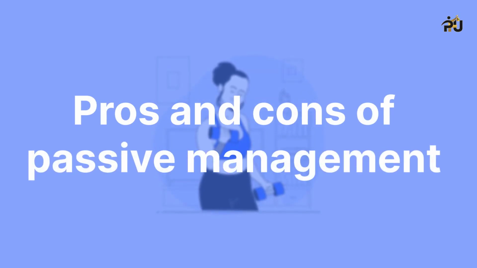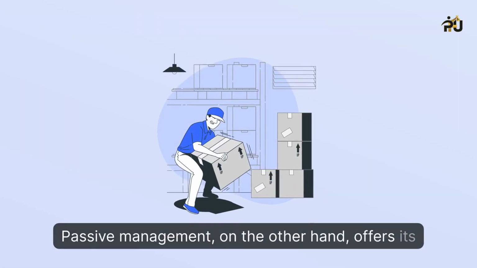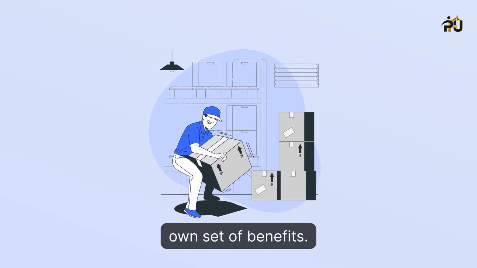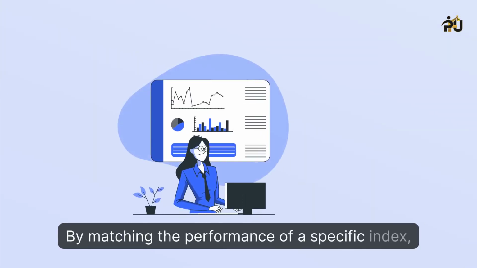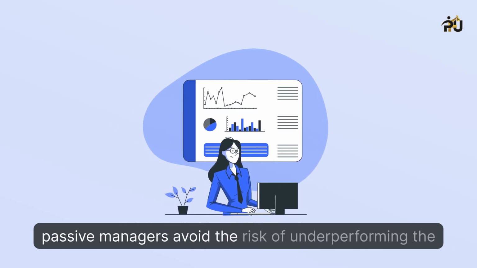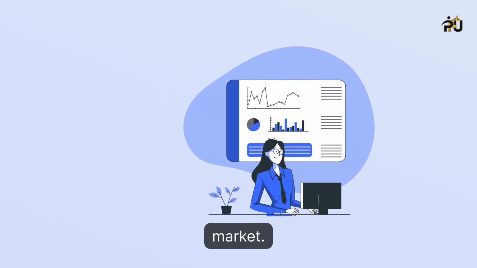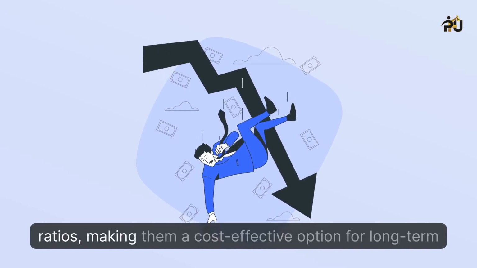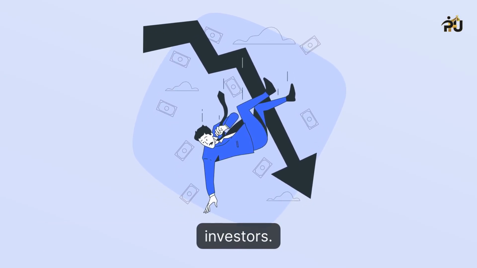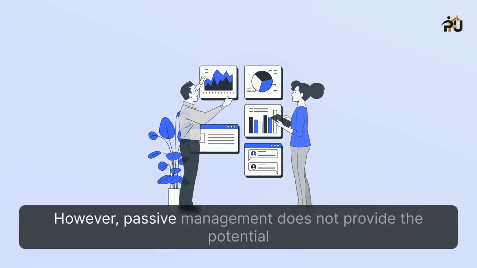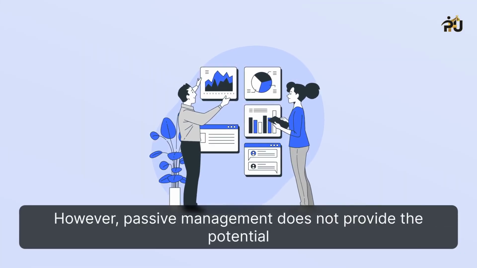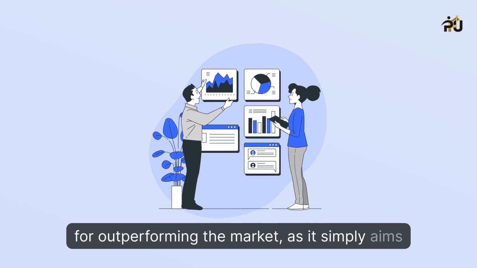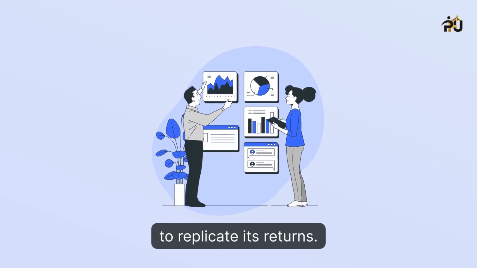Pros and cons of passive management. Passive management, on the other hand, offers its own set of benefits. By matching the performance of a specific index, passive managers avoid the risk of underperforming the market. Additionally, passive funds tend to have lower expense ratios, making them a cost-effective option for long-term investors. However, passive management does not provide the potential for outperforming the market, as it simply aims to replicate its returns.